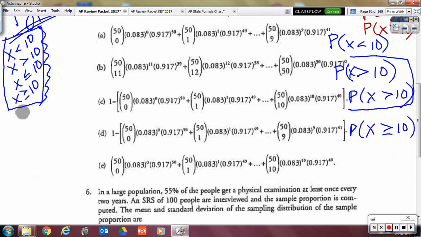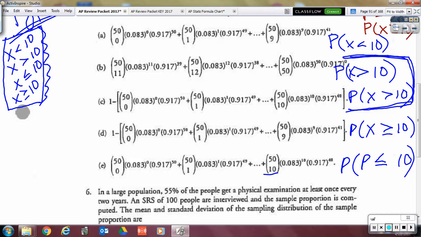Okay, look at E. 0 up to 10. So it's finding the probability of 10 and below. Not just straight up less than 10, but less than or equal to 10, or at most 10. I like this problem because it shows all the different ways that you can do the greater than, the less than, the at least, the at most, and it even gives you one that's shown in two different ways. So that's just an excellent problem.